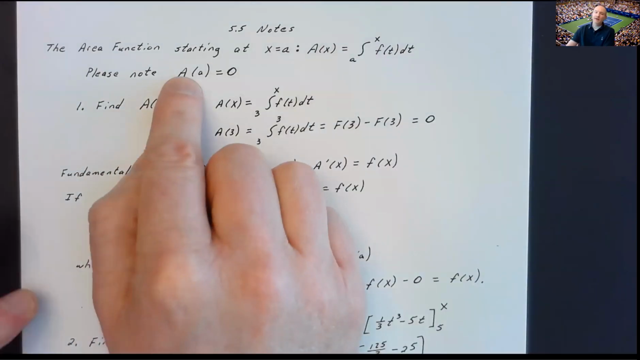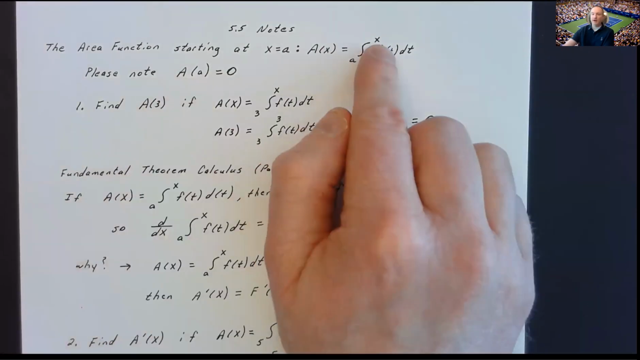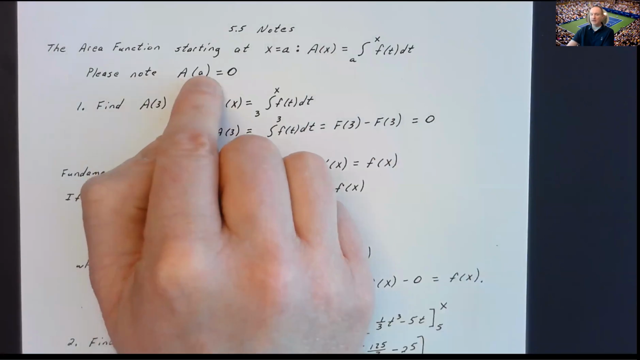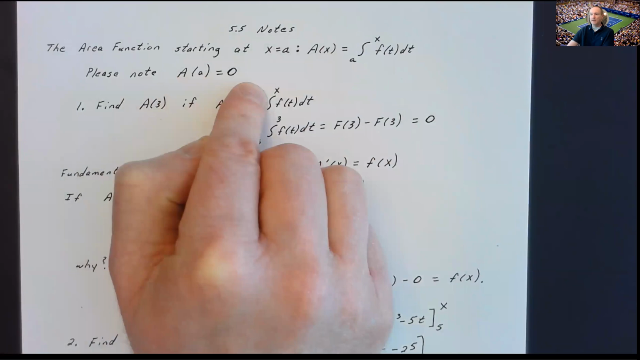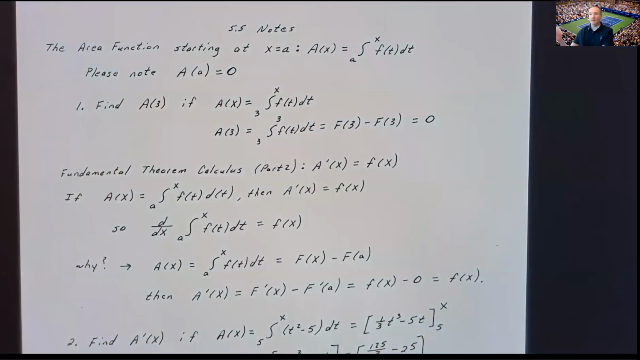Now, in this case, if we wanted to find the area from a to some value of x, then the area accumulated by the time you get to a is 0. And that should make sense, because you're asking how much area you have between a and a. You don't have any distance to gain an area. So of course it's 0.